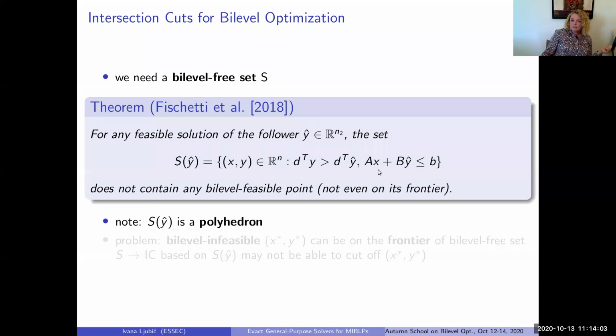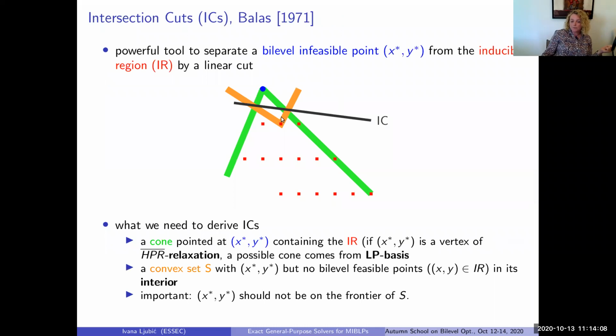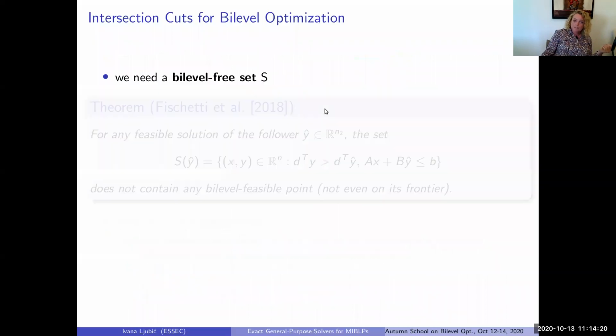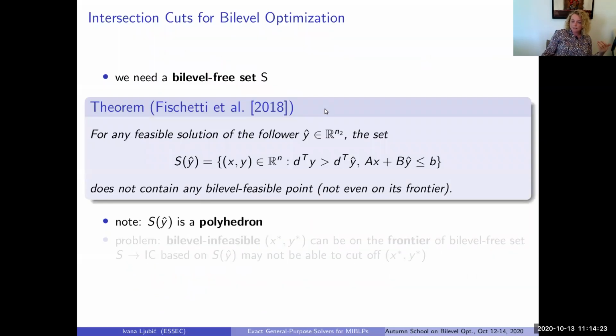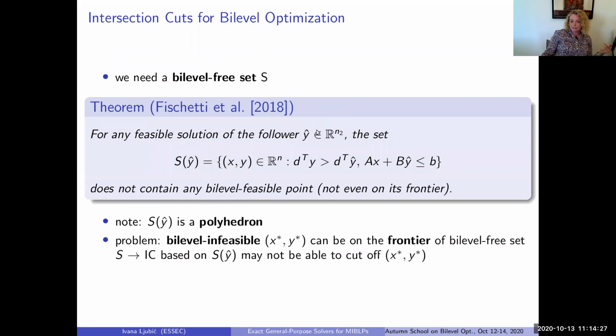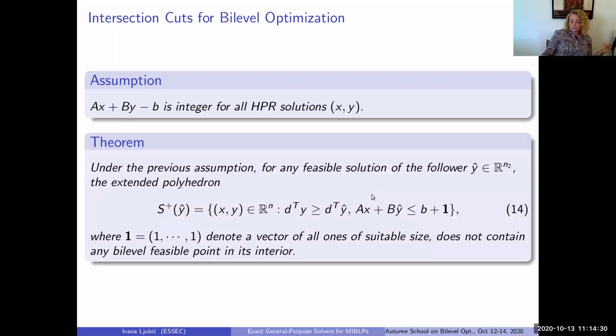Now the problem is that we don't want this set S to contain a bilevel feasible point on its frontier, because in that case the intersection cut is not guaranteed to cut away this point. In order to guarantee that this doesn't happen in practical situations, we need to enlarge this set, and we enlarge it under one specific assumption by adding +1 on the right-hand side.